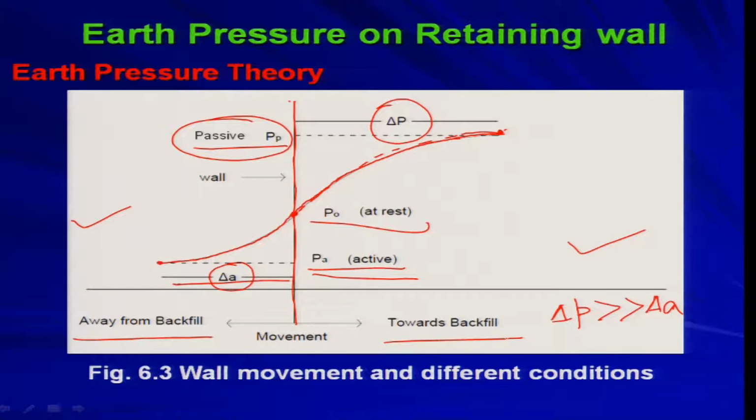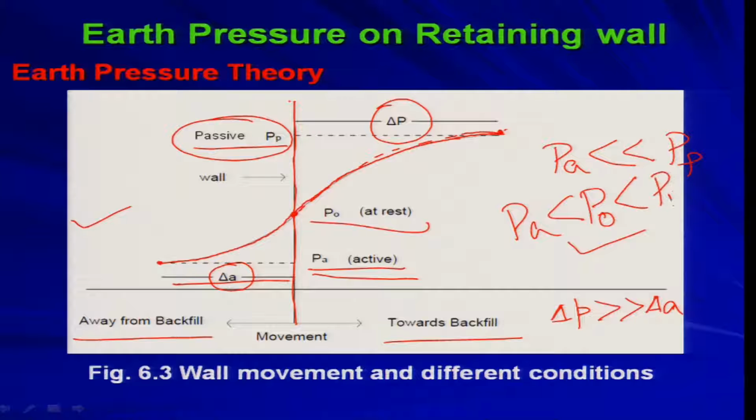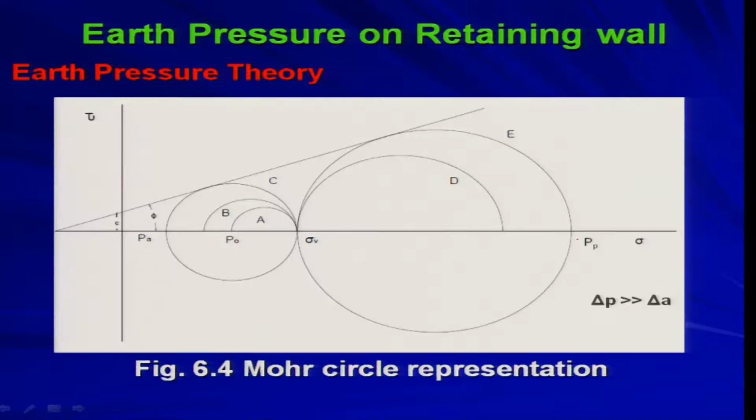From this figure it is very clear that Pa is very much less than Pp, right. The active pressure is much less than the passive pressure, and P naught, the pressure at rest condition, is in between. So, Pa is less than P naught, less than Pp, right. As you have seen here, now we are going to quantify this. To understand this phenomenon, we need to see the Mohr circle representation.